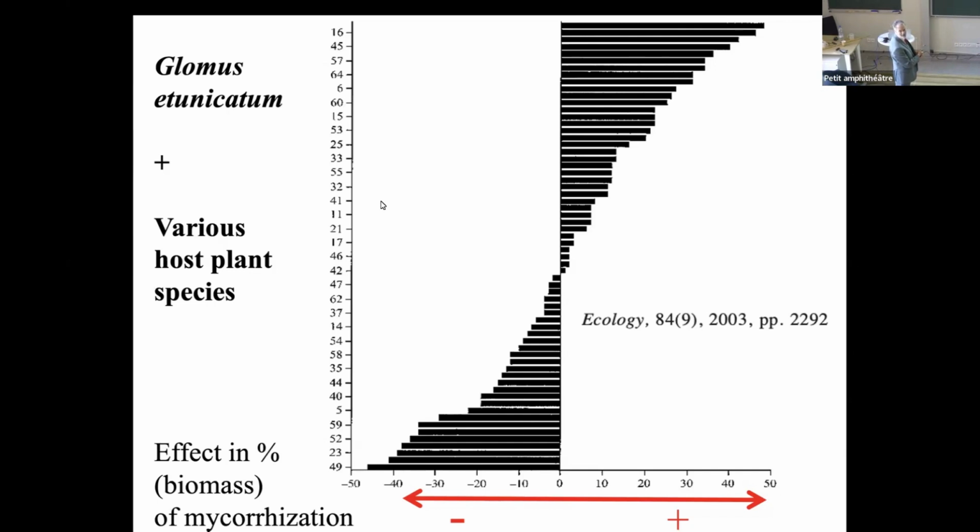For evolutionists, it's meaningless, but for agronomists, it's very useful. An evolutionist would have liked to see the number of seeds, of course. But for agronomists, it's very nice to see that it's improving the growth, as I told you. But for some species, it's not. And it can be up to 40, 50, 49% less biomass after inoculation.